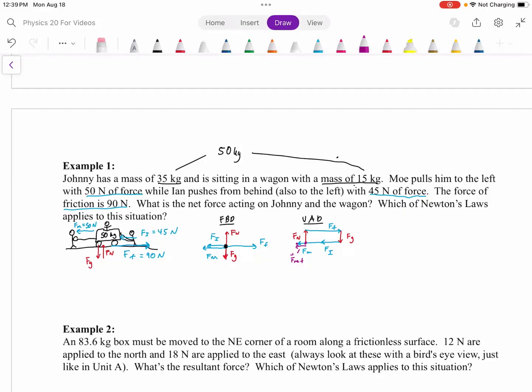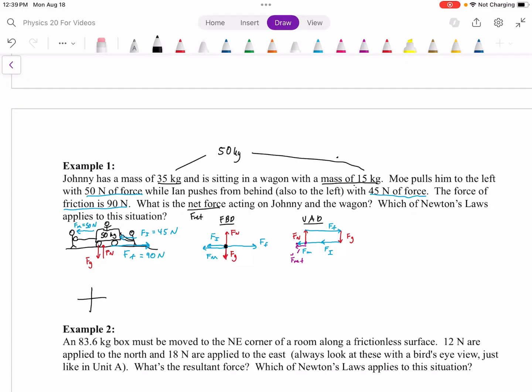We've drawn our 3 diagrams. We want to now actually calculate what is the net force acting on Johnny and the wagon. The net force is just the result of adding up all of the forces. Now we need to be super careful here. Forces are vectors. Direction matters.